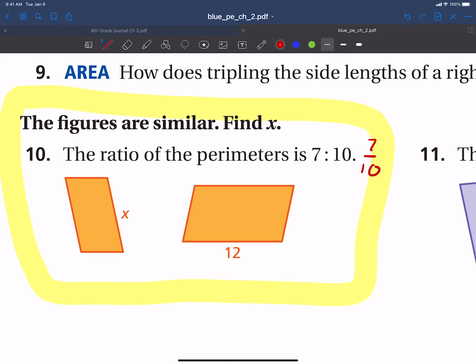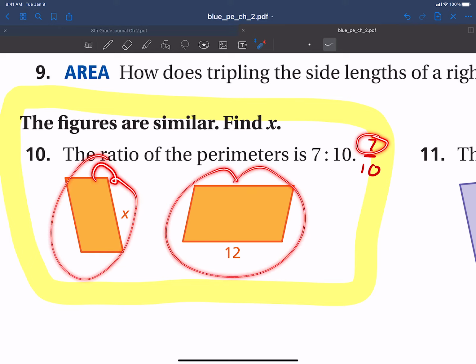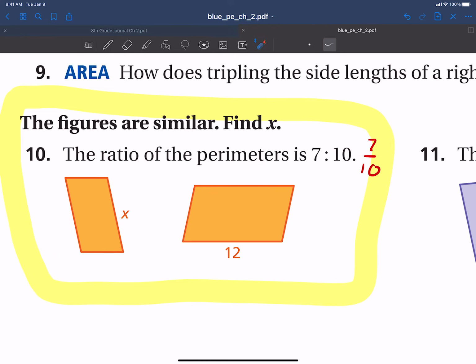How we found the ratio of perimeters before is we took the side lengths and just compared them in a fraction, right? Well, some people are going to be like, hey, aren't these just side lengths? Yeah, but what side? We don't care. However, you know what we do care about? Where do you think the 7 came from? The big shape or the little shape? The little shape. Okay, why do you think the 7 came from the little shape and the 10 came from the big shape?